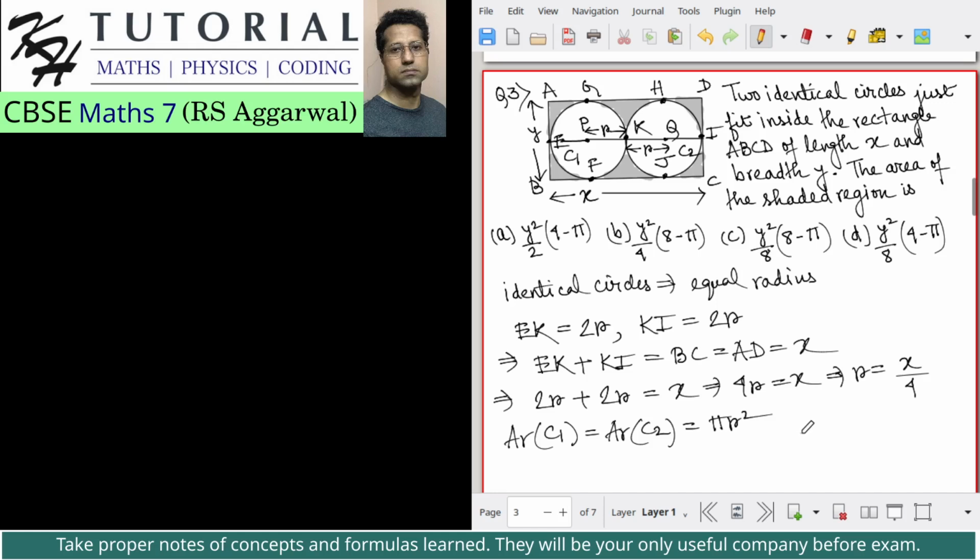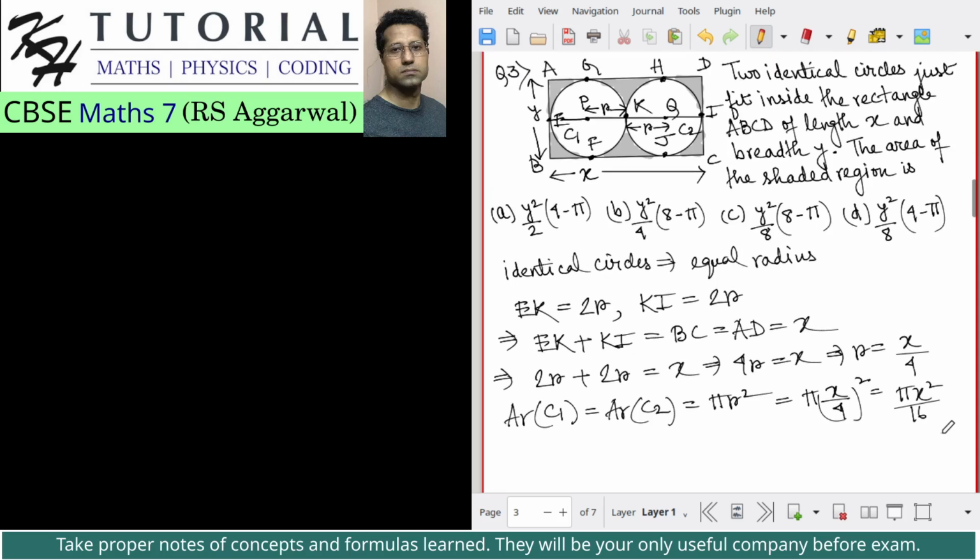So the area of each circle is equal to pi r square, and we know that r is equal to x by 4. So this we can write as pi times x by 4 whole square, which is equal to pi x square by 16.